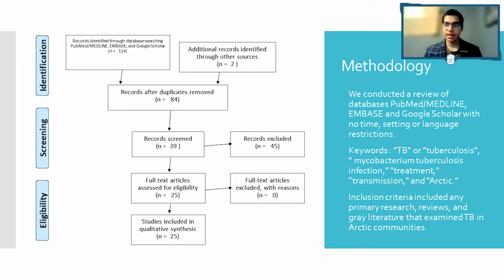The way in which we carried this out was to embark on a systematic review of databases. We looked at PubMed, Medline, Embase, and Google Scholar databases with no time, setting, or language restrictions. Keywords used included TB or tuberculosis, Mycobacterium tuberculosis infection, treatment, transmission, and Arctic. The inclusion criteria included any primary research, reviews, and gray literature that examined TB in Arctic communities. PRISMA scoping review type guidelines were followed in the overall synthesis of our data.